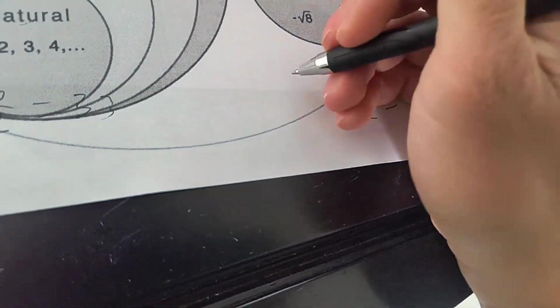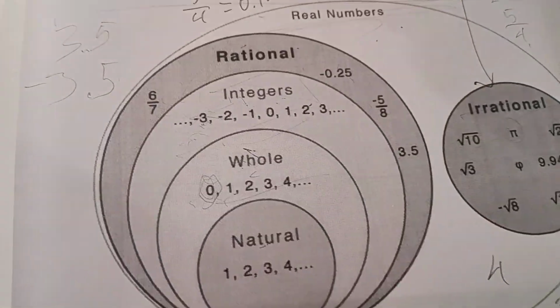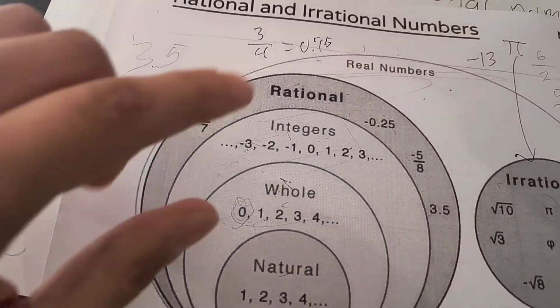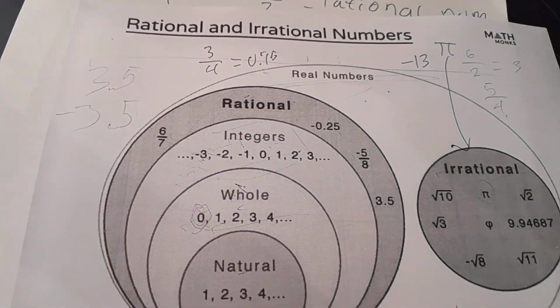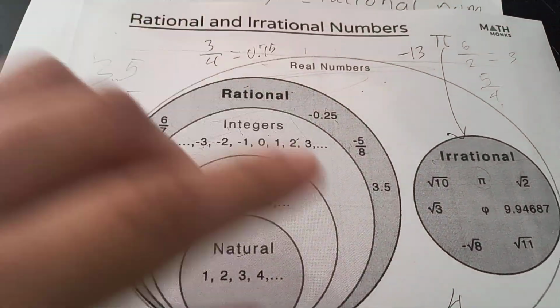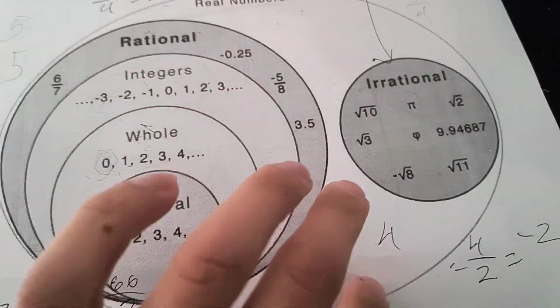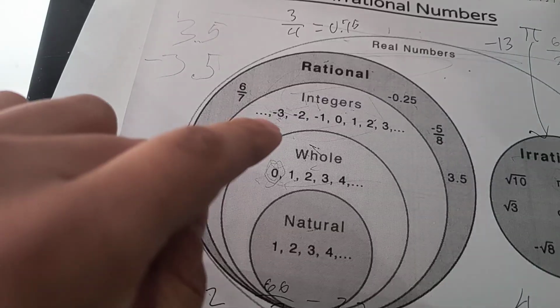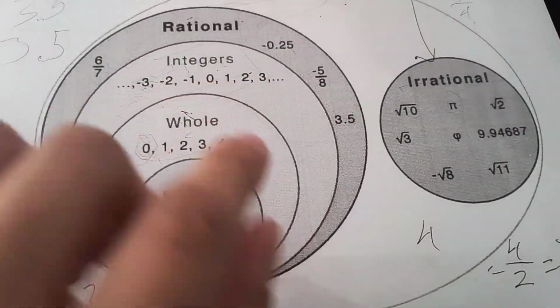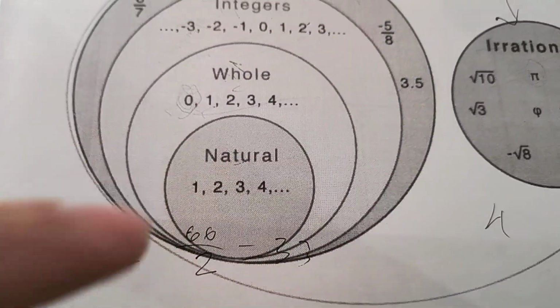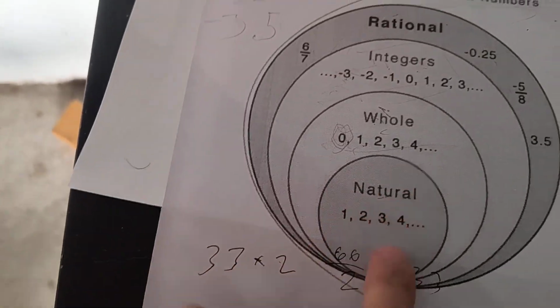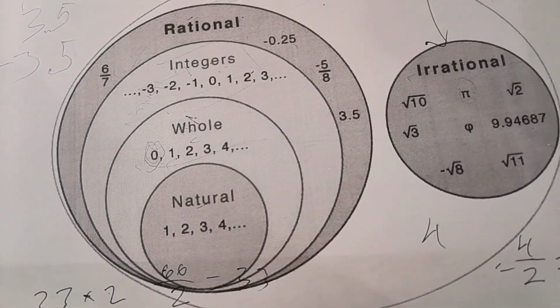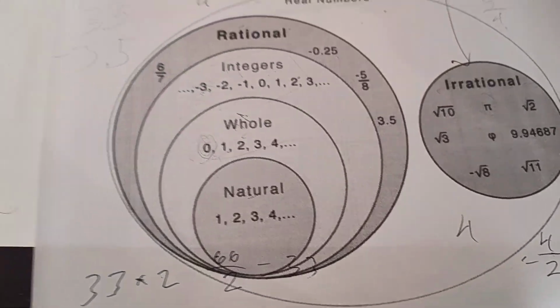And what about 4? Well, 4 can be represented by a fraction, so it's a rational. It's also an integer because integers include the negative and positive. This is positive. It's a whole number because whole numbers just include positive. It's a natural number because it's a positive number, but also not 0. So it's a natural number.